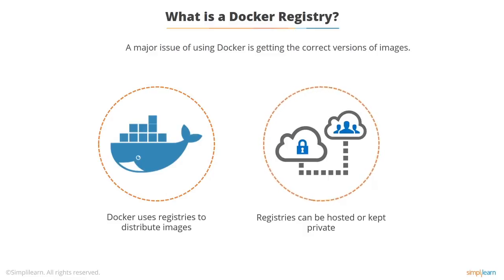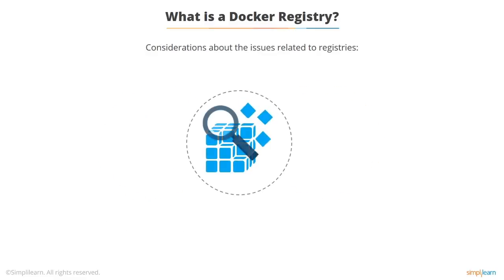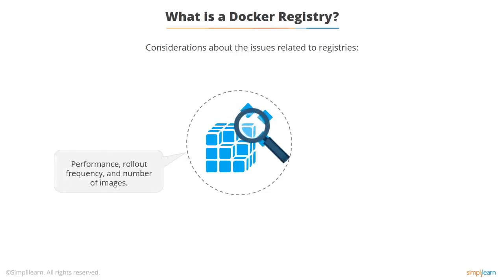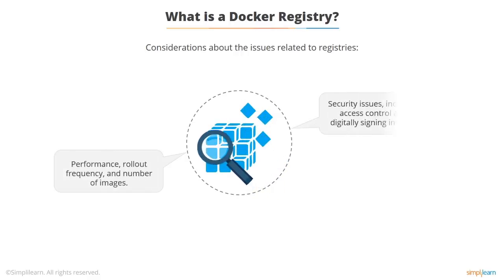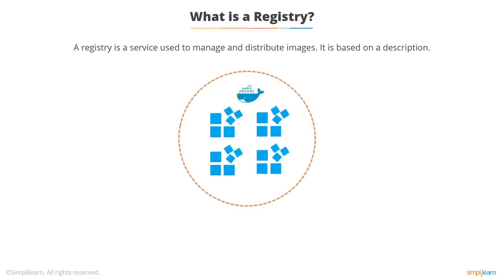And so you have to think about various things like, do you really want to put your image somewhere in the cloud where everybody can get to it? Things like access control, and you've got to think about where the actual registry is going to be. So the registry is actually a service. It is usually a Docker image. A registry is a service used to manage and distribute images. It is based on a description of the image which consists of the image name and a version number.